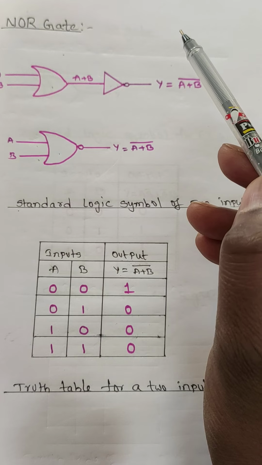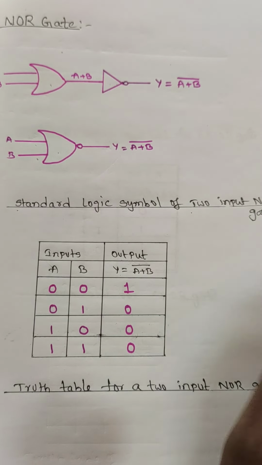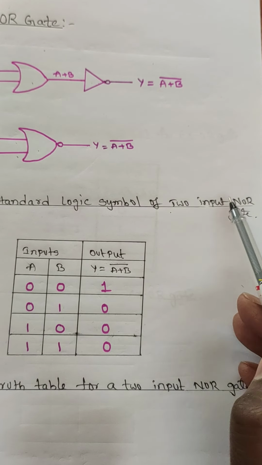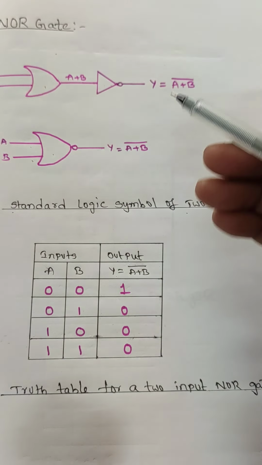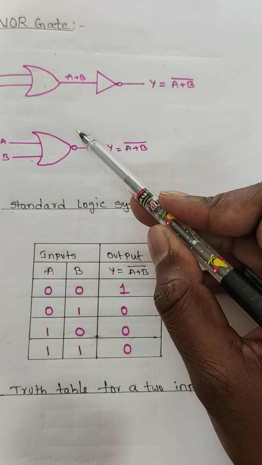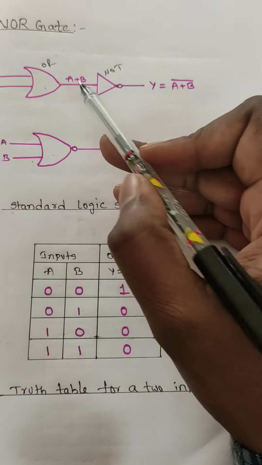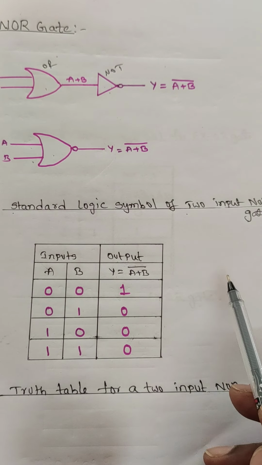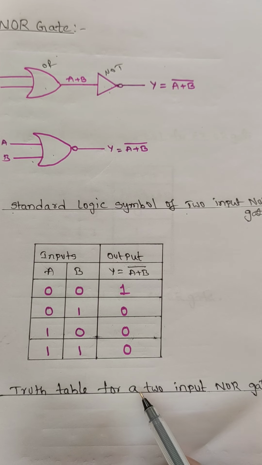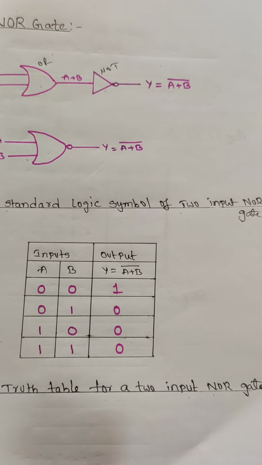So this is the standard logic symbol of the two-input NOR gate. This is the logical symbol of the two-input NOR gate. This is the OR gate and this is the NOT gate. So an OR gate followed by a NOT gate, then the NOR gate will be formed. Coming to the truth table for the two-input NOR gate.